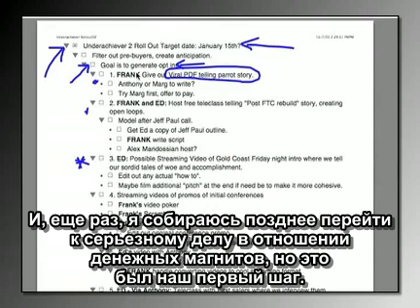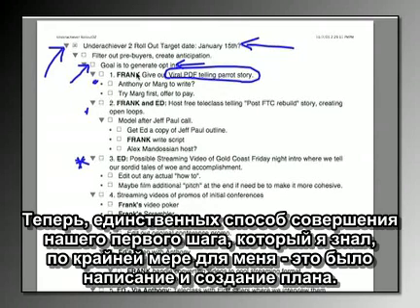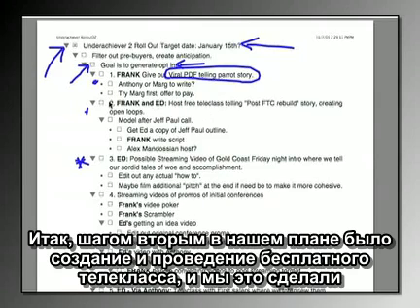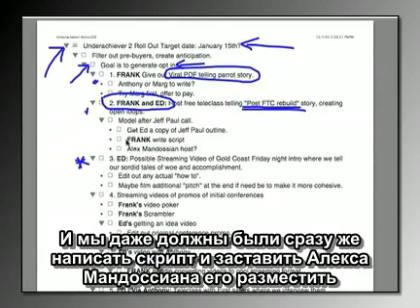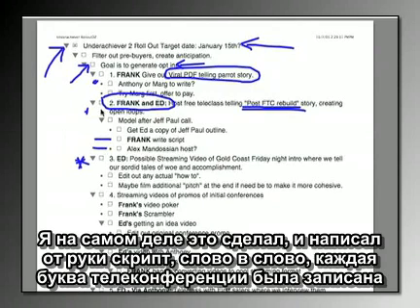Now, the only way I would have really known that that was our step 1, for me anyway, was to write it down and create a plan. Step 2 in our plan was to create and host a free teleclass. And we ended up doing that. The whole point of the teleclass was to talk about how I rebuilt my businesses after I was sued by the Federal Trade Commission. And we even have right here where I'm to write the script and get Alex Mondosian to host it. I actually did end up handwriting the script, word for word. Every single bit of that teleconference was scripted.